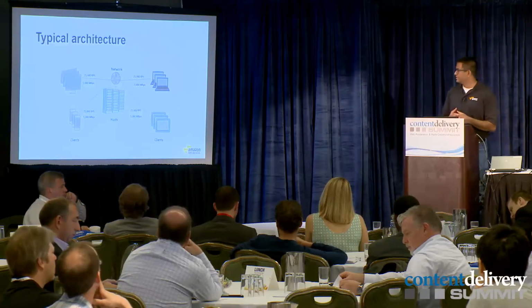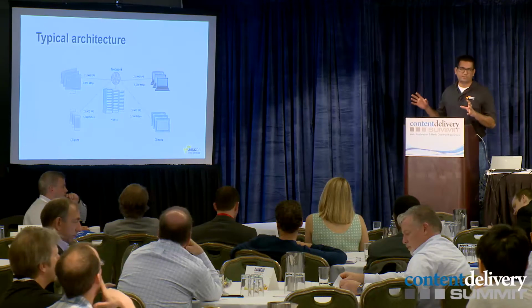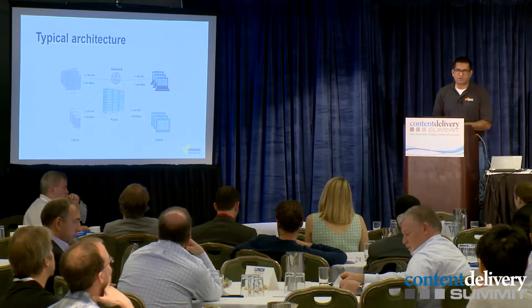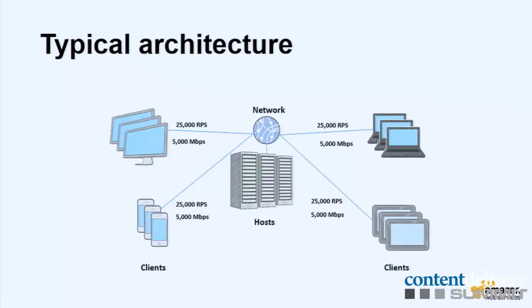Here's a very highly simplified architecture. Basically, what I've shown here is 4 different types of clients that are trying to access an application that runs on a host over a network. Each of these 4 types of clients is sending, let's say, 25,000 requests per second, for a total of 100,000 requests per second to your application or to your host. And each client type is also sending, let's say, 5 gigabits per second, or 5,000 megabits per second.